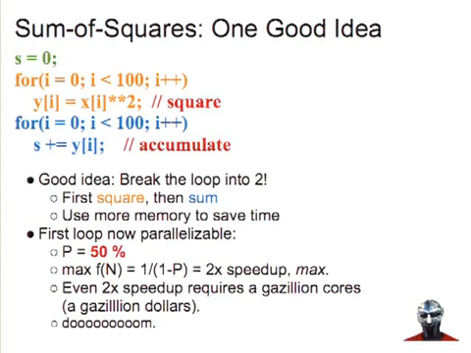Hooray, P just jumped from 0 to 50%. That sounds like a lot until you run Amdahl's law and find out 1 over 1 minus P is 2x speed up, maximum. And that's with a gazillion cores. That's with more cores than Croesus, I guess. Even 2x speed up requiring a gazillion cores and a gazillion dollars means that we're not going to do much better than we could with just 1 core.